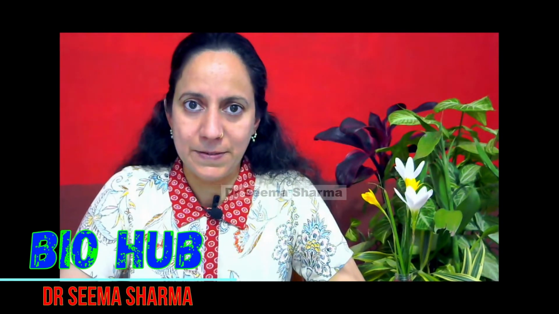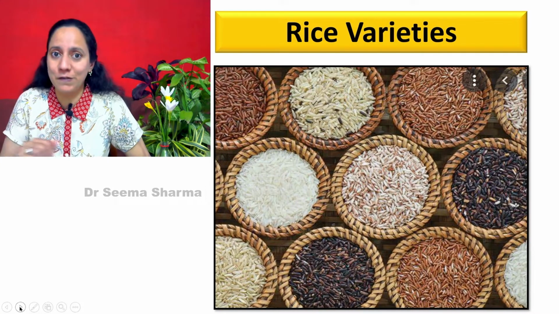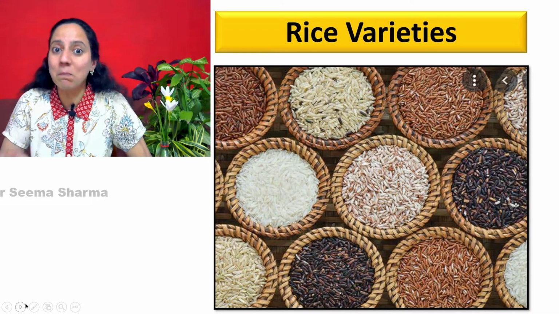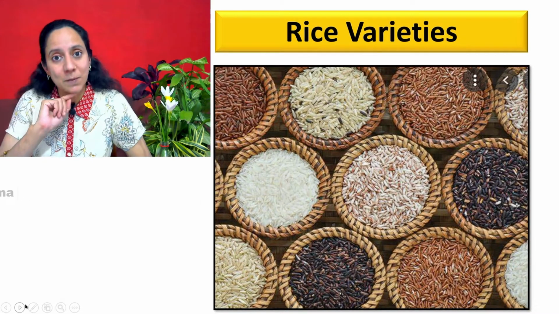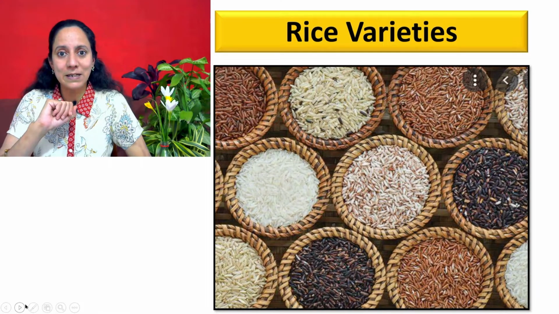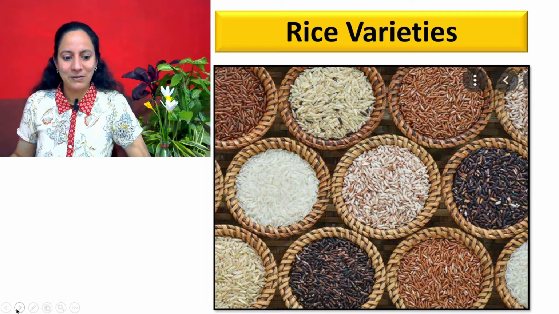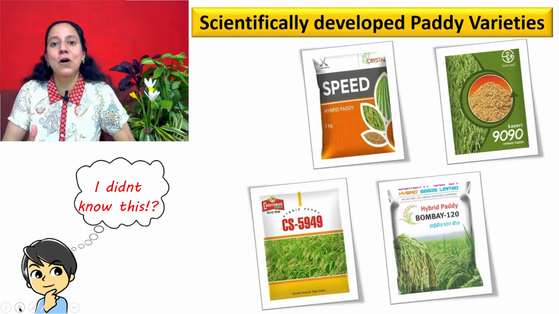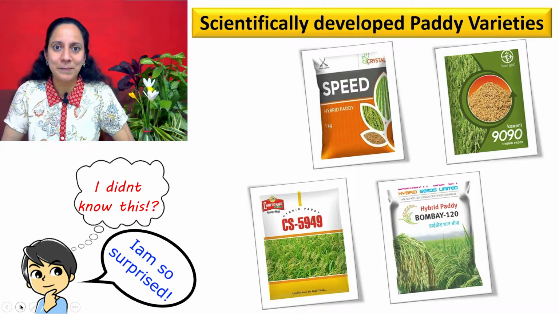Take for example rice. Rice is one of the cereal crops and it is white in color, but we do have hundreds of varieties of rice which vary not only in size and shape but also in color and shade. And children, you will be surprised to know that all these varieties are not naturally occurring. A few of these are man-made or scientifically developed. And this is a glimpse of a few of the scientifically developed varieties of paddy.